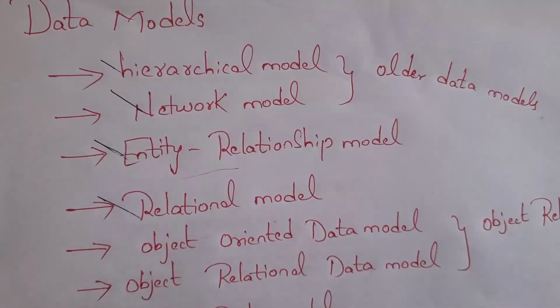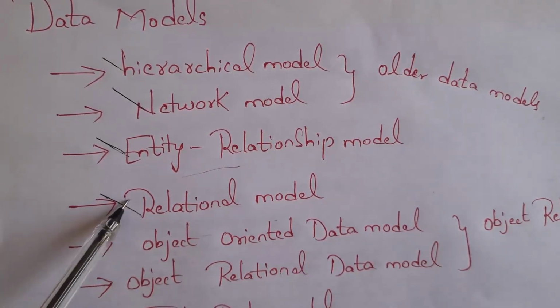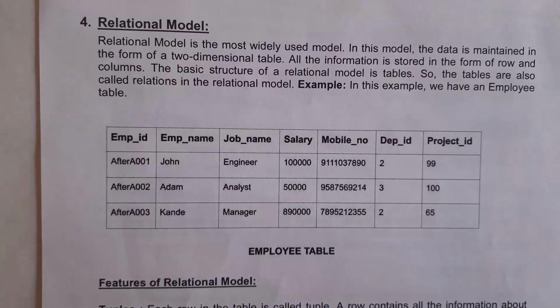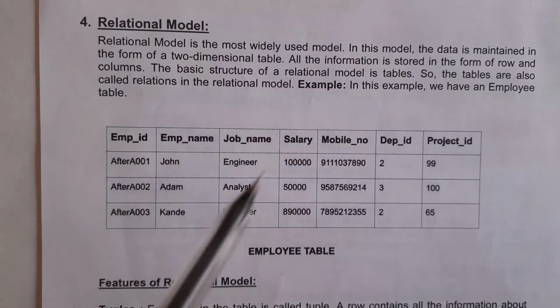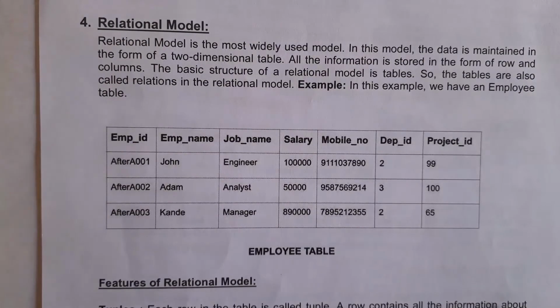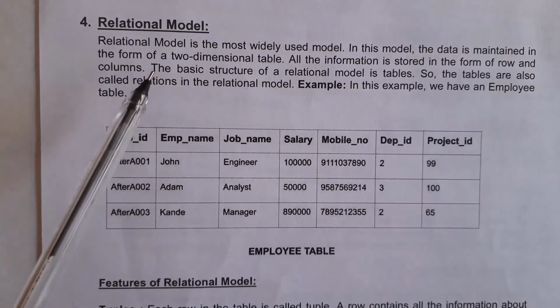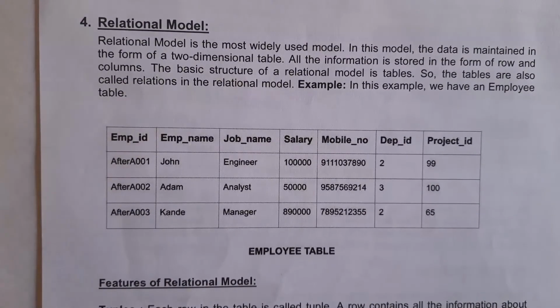Guys, the hierarchical model and network model are old data models. Nowadays we are not using these models at all. At present we are using the relational model. So next I will explain what the relational model is. The relational model is the most widely used model. In this model, data is maintained in the form of two-dimensional tables. All the information is stored in the form of rows and columns. The basic structure of the relational model is tables.